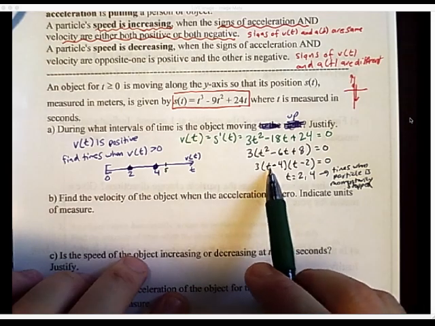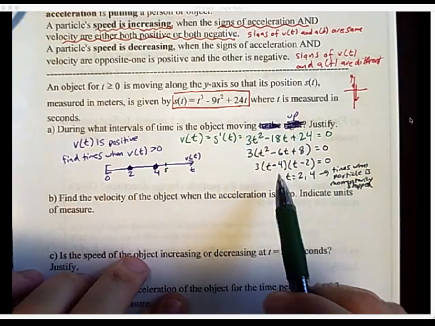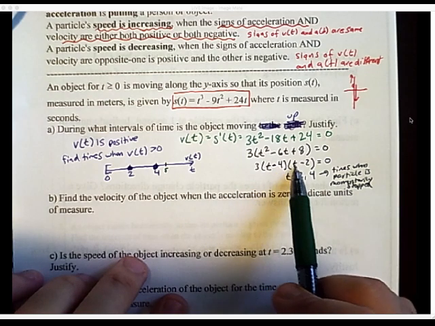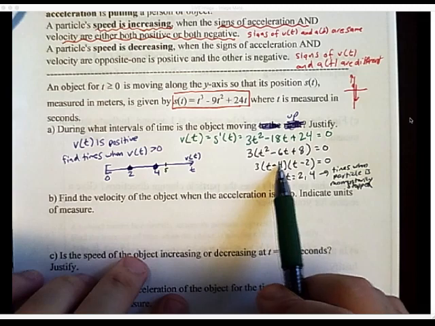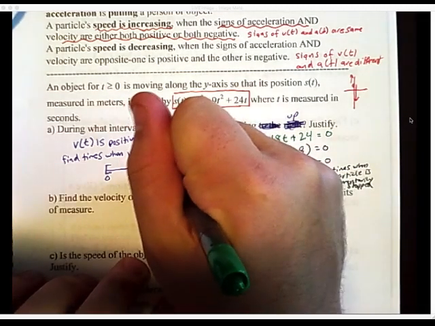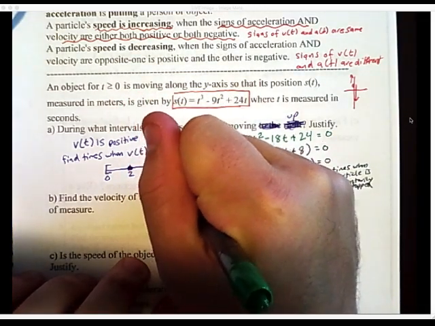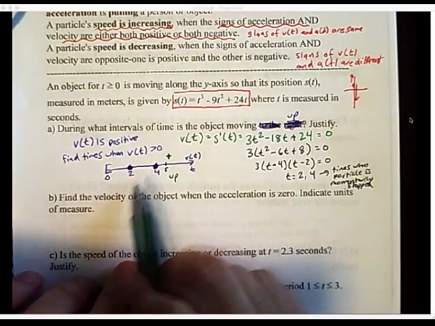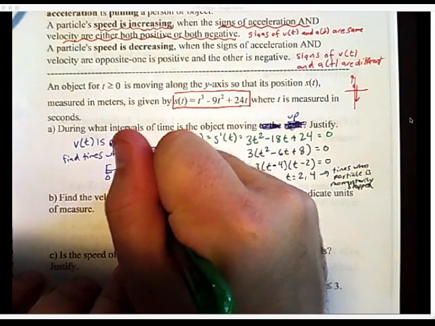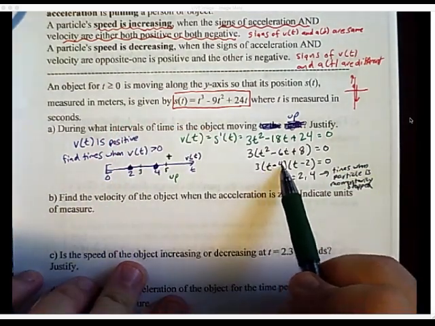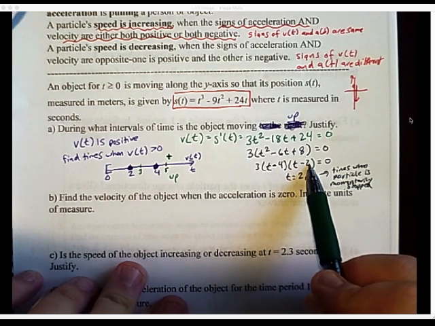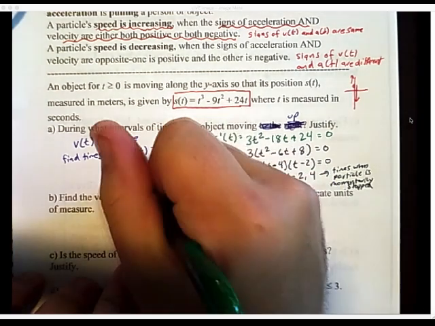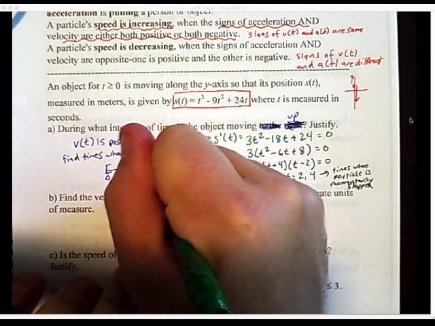If I put 5 into my velocity equation, you could do it in the factored form. It's a little bit easier. 5 minus 4 is positive. 5 minus 2 is positive. 3 times a positive times a positive. It's positive there, which means the particle is moving up. Now pick a number between 2 and 4, maybe like 3. 3 minus 4 is negative. 3 minus 2 is positive. So a positive times a negative times a positive, that's going to be negative. That means over this time interval, the particle is moving down.